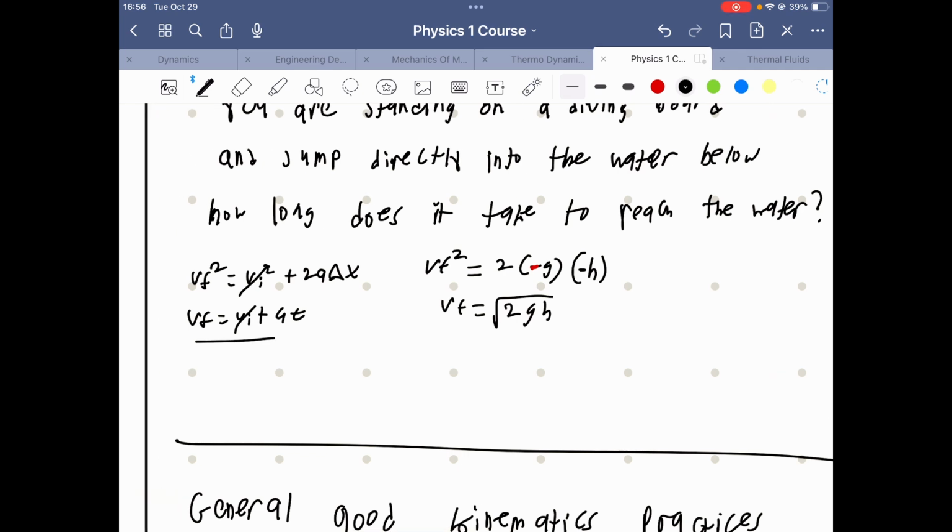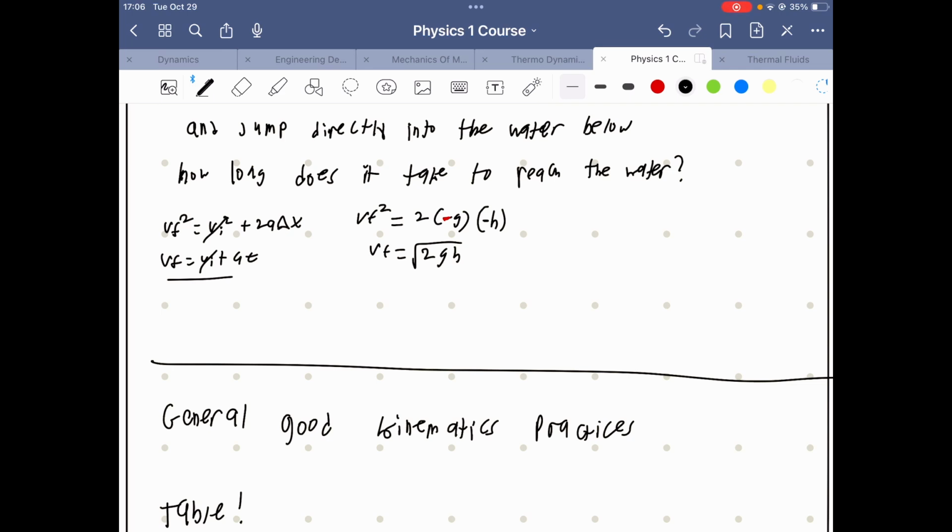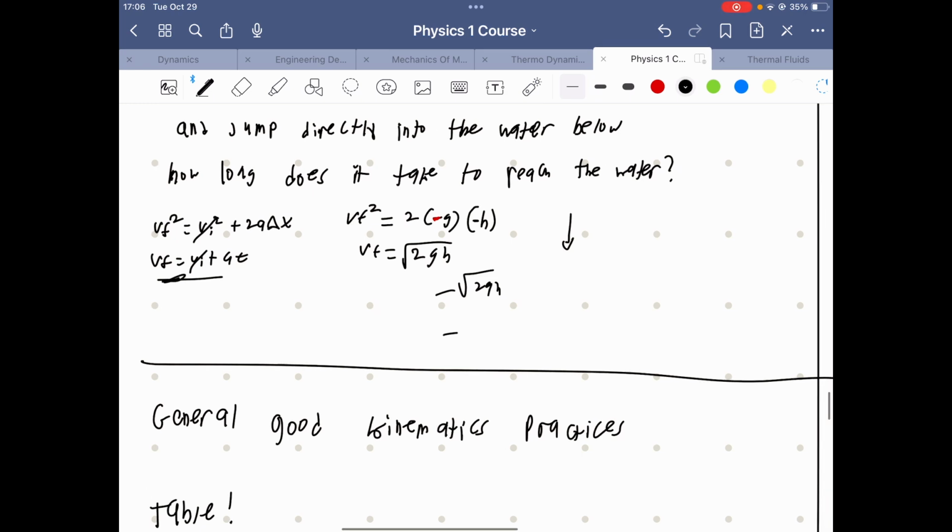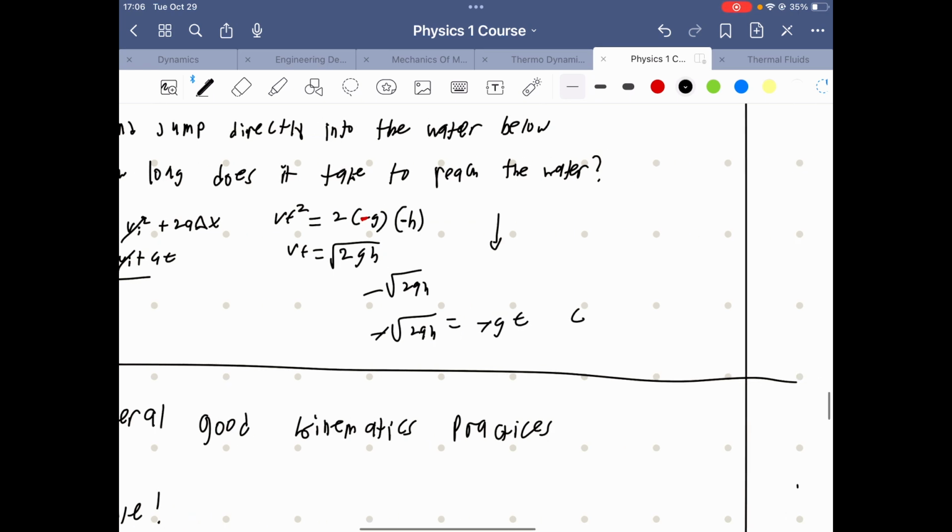So we'll plug it in. Now we're here at the square root of 2gh. We have to know that because the velocity we said is going down, this is going to be negative as well. We're going to have negative square root of 2gh. Now we can plug it into this equation. So we'll have negative square root of 2gh is equal to negative gt. Our negatives cancel, and we know that our time is going to be equal to the square root of 2gh divided by g. And that's our final answer.